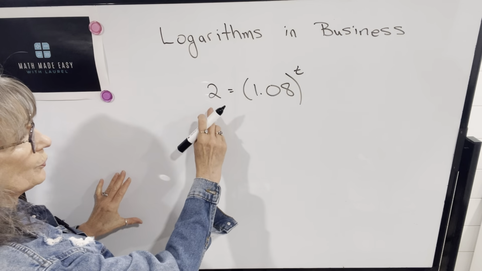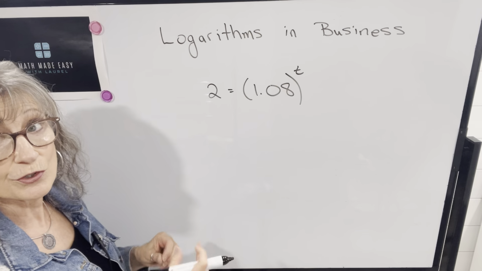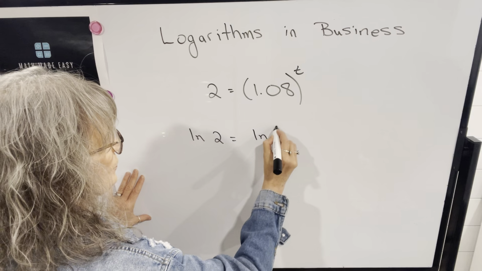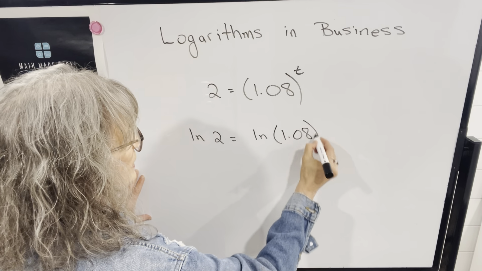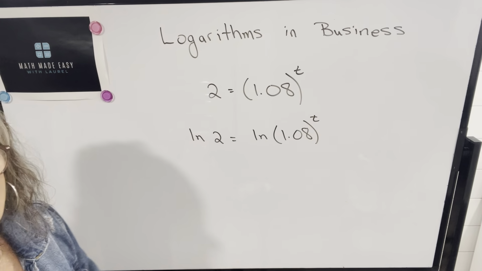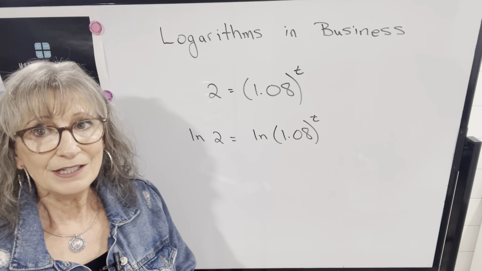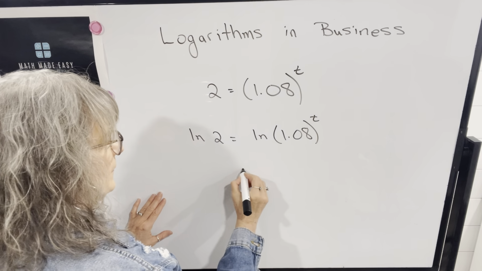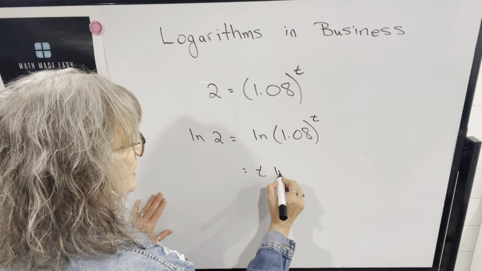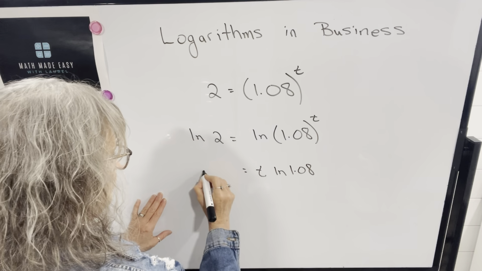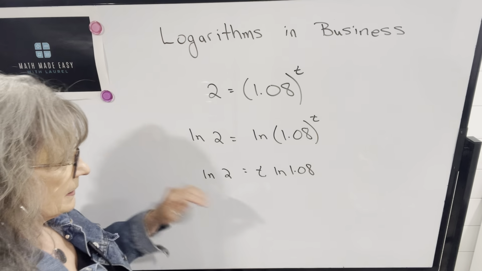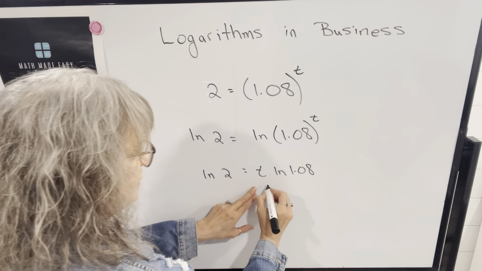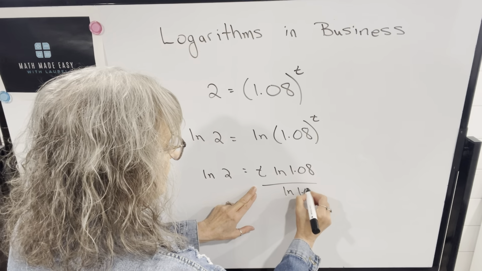Your first step is you're going to take the natural log of both sides of the equation, which you're allowed to do. So I'm going to take the natural log of 2, and that will be equal to the natural log of 1.08 to the power of t. Because of that fourth property, I can take the t out of the exponent position. Remember, that's going to be equal to t times the natural log of 1.08. In order to isolate or solve for t, I'm going to divide both sides of the equation by natural log of 1.08.